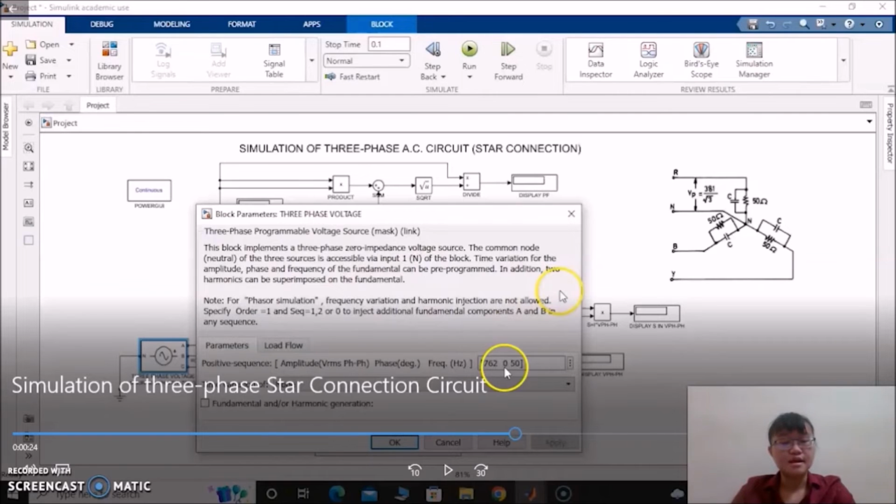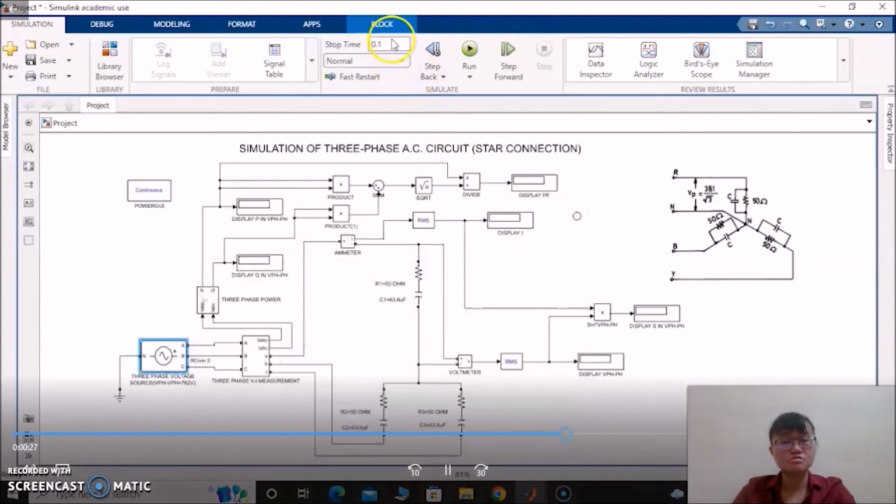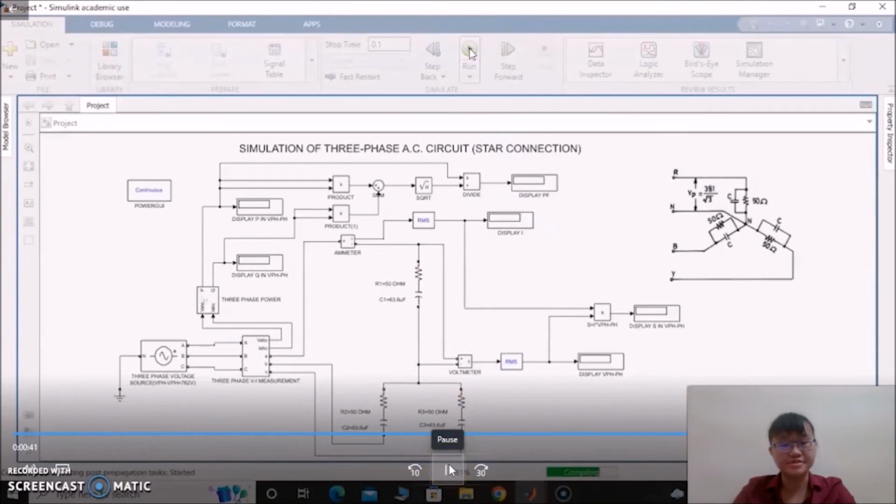For information, only the peak-to-peak voltage can be used in this simulation, so we need to use 762 volt as the line voltage. We need to use 0.1 as the stop time to get the accurate result. After completing the circuit, we need to click the run button to run the simulation and wait for a while to get the result.